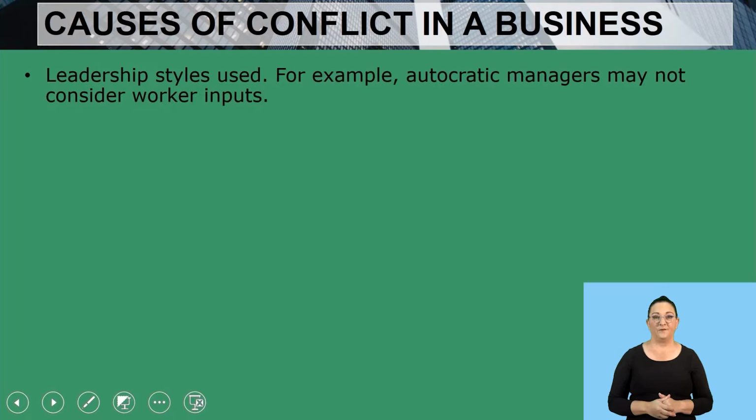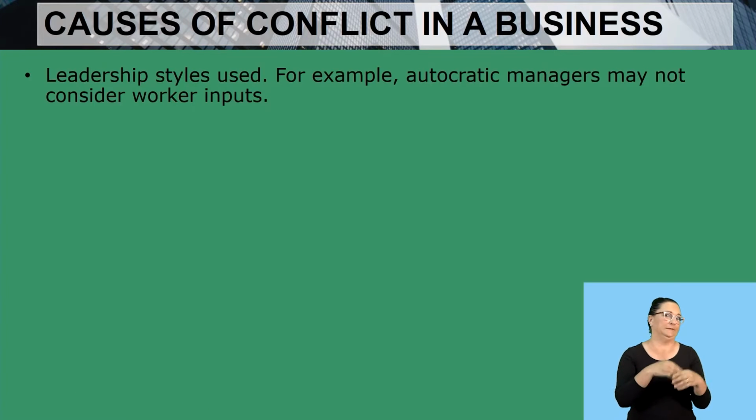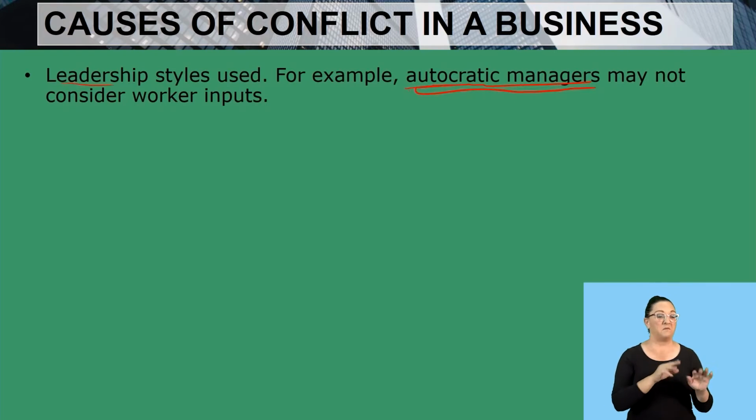All right, the causes of conflict in a business. Again, I repeat, conflict in a business, not somewhere else, but in a business. Leadership styles used could be the cause of conflict. For example, autocratic managers may not consider worker inputs. We've got different leadership styles. You can be an autocratic leader, you can be a democratic leader, you can be a charismatic leader, but here they're talking about autocratic managers who may not consider worker inputs.